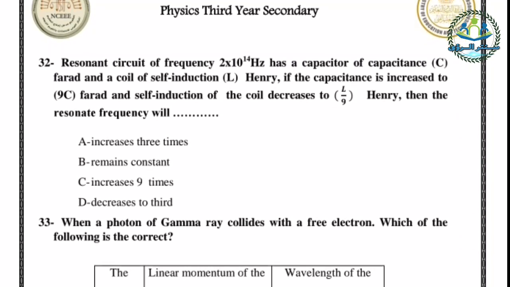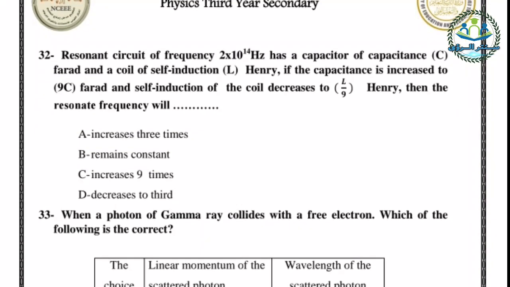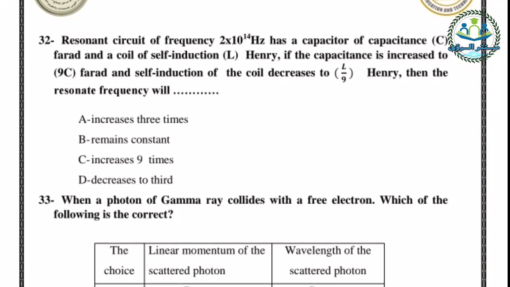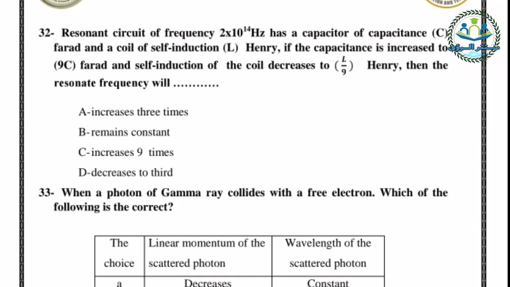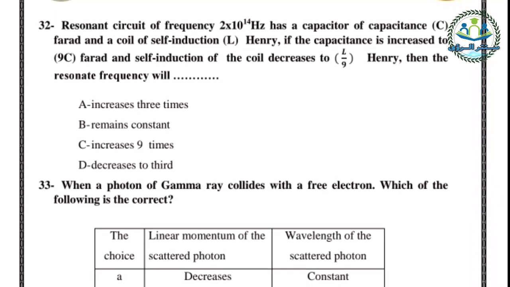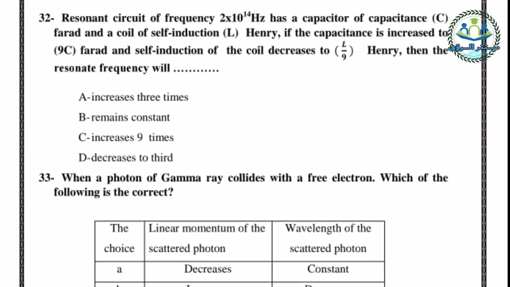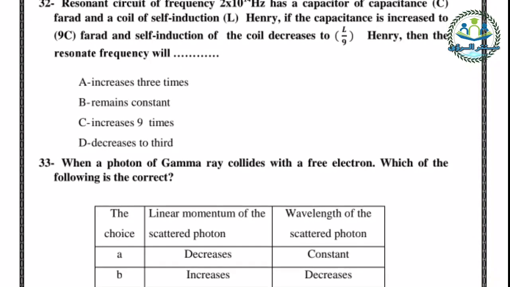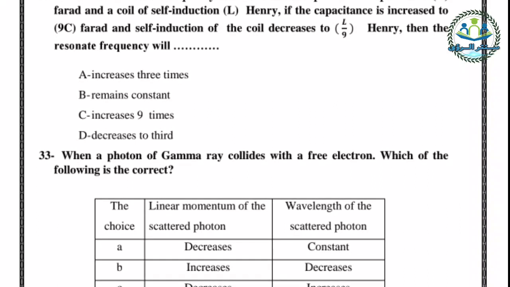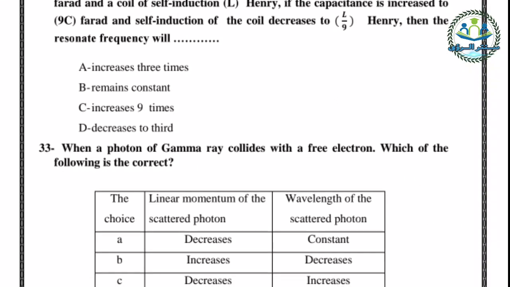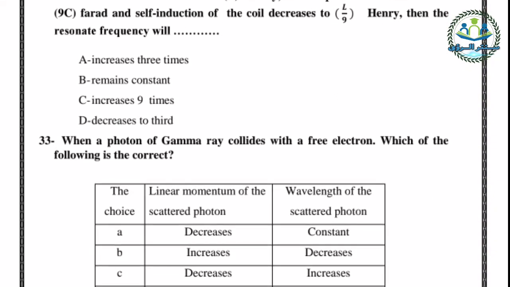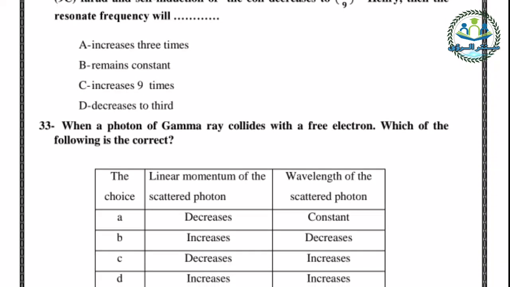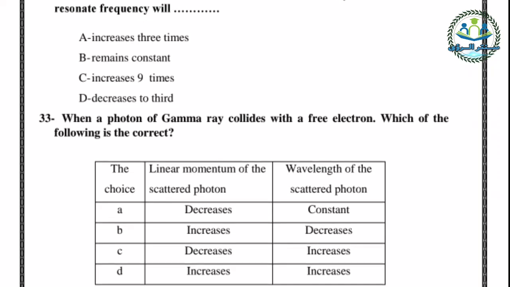32. A resonant circuit of frequency 2×10^14 Hz has a capacitor of capacitance C farad and a coil of self-induction L Henry. If the capacitance is increased to 9C farad and the self-induction of the coil decreases to a third, then the resonant frequency will: A) increase 3 times, B) remain constant, C) increase 9 times, D) decrease to a third.